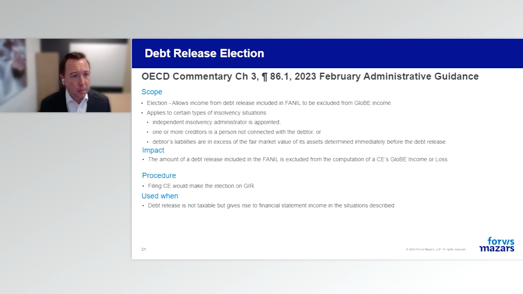Another adjustment here is the debt release election. This allows an MNE to exclude income that's recognized from a debt release in its financial statement income from GloBE, so as to align with likely the tax treatment in a local jurisdiction. So if there is debt release that's not taxable in a local jurisdiction, then this election will allow the entity to align with the local tax treatment.